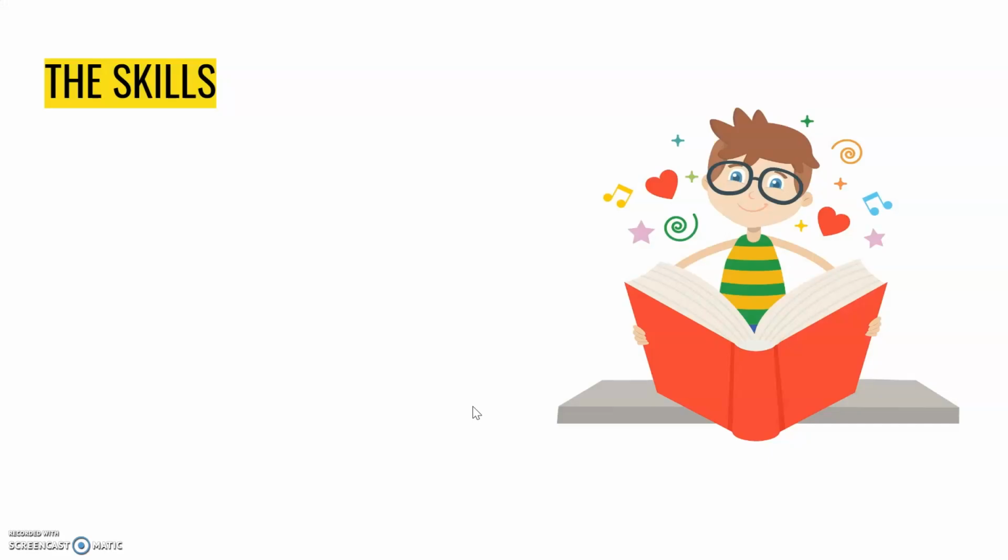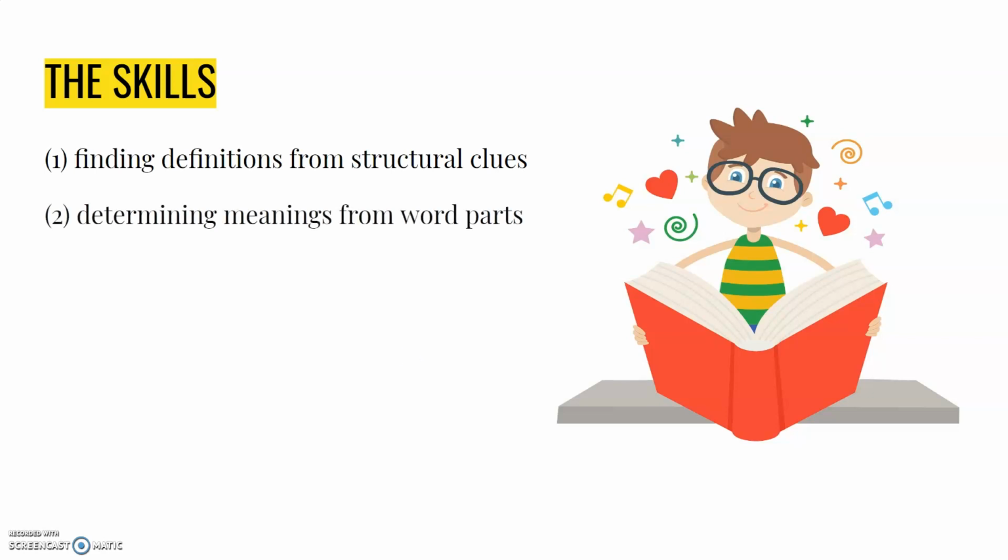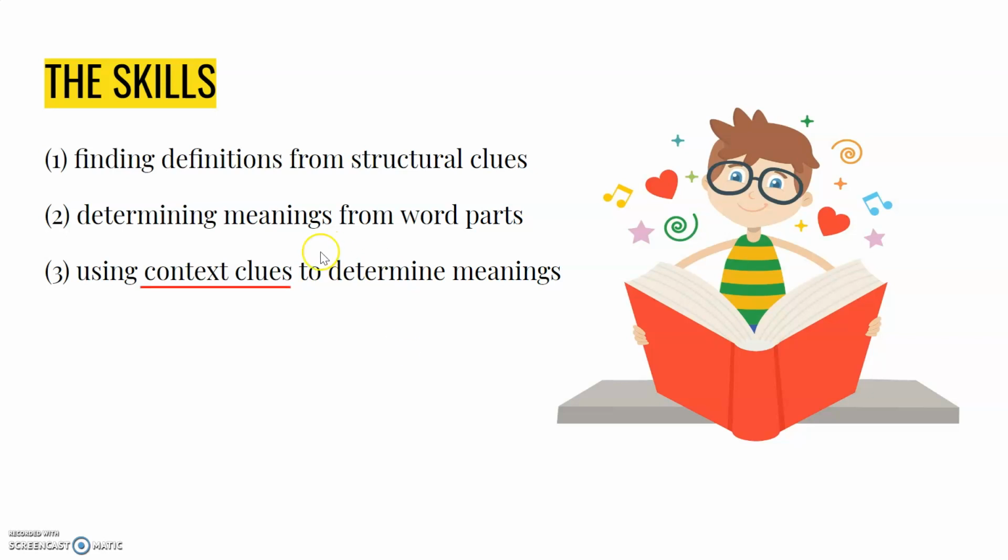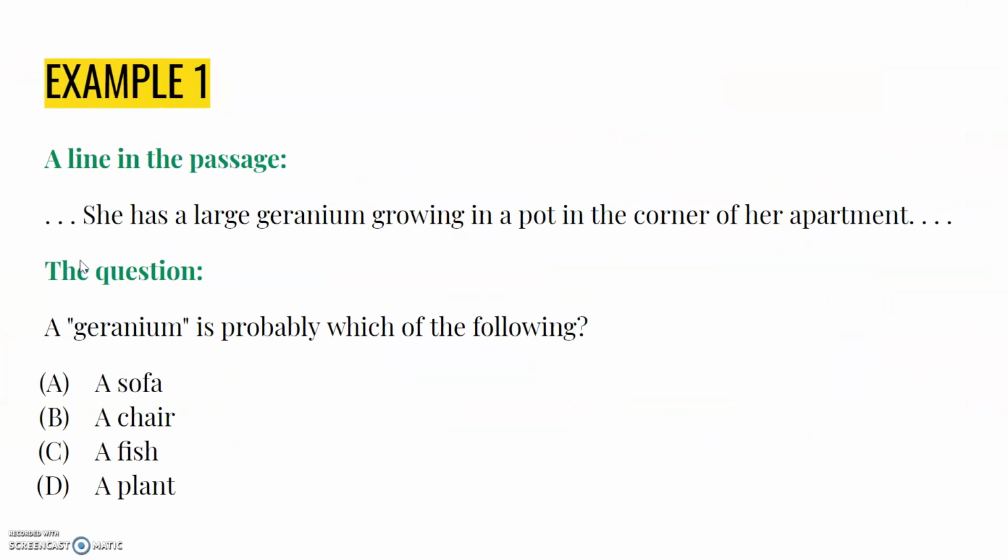So to answer a vocabulary question, there are 3 skills you need to develop. First, finding definitions from structural clues. Second, determining meanings from word parts. And the last is using context clues to determine meanings. But today we are going to focus on point number 3. I will give you an example of how to answer a vocabulary question using context clues.